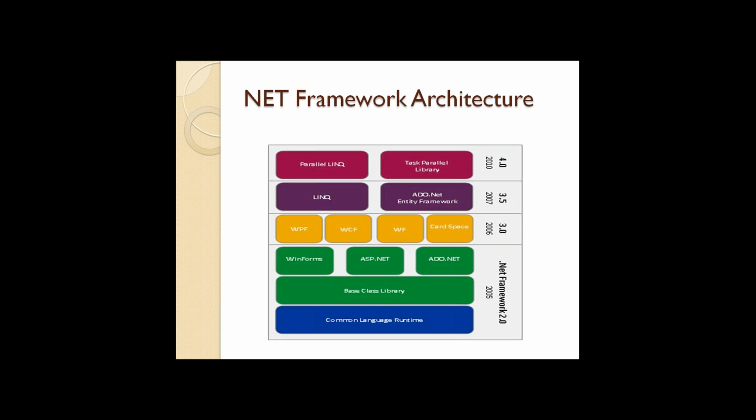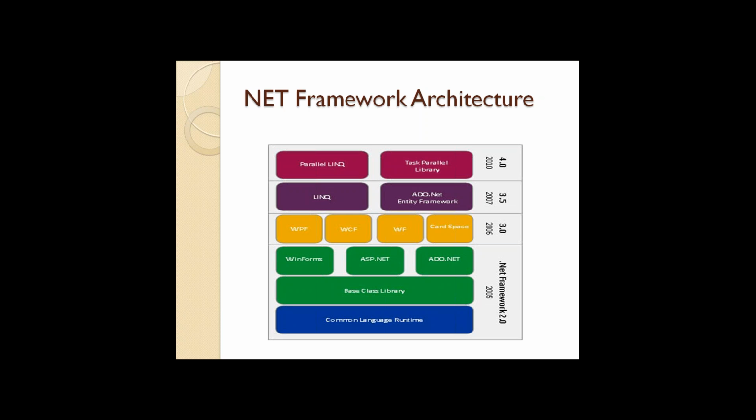Next, parallel LINQ and Task Parallel Library came in 4.0, 2010. So what is this? This improves performance problems. It resolves performance issues. In .NET Framework 4.0, they mainly targeted only performance. Many performance issues were resolved in .NET Framework 4.0. It came in 2010. So these parallel LINQ and task parallel libraries we will also see once we talk about performance issues.